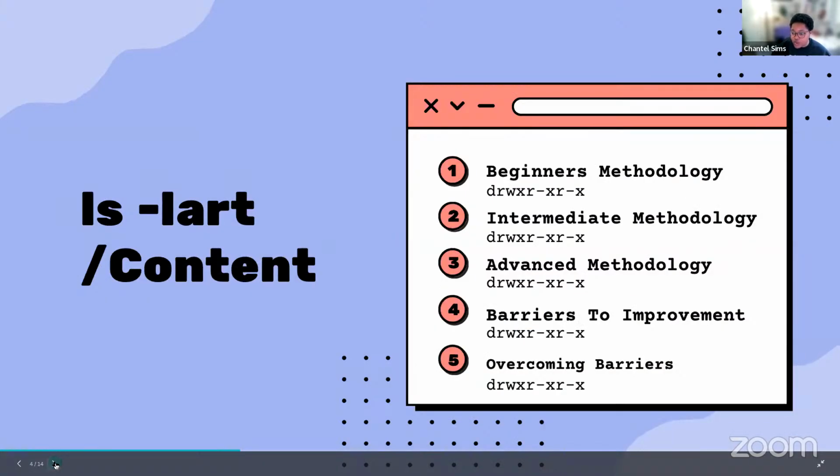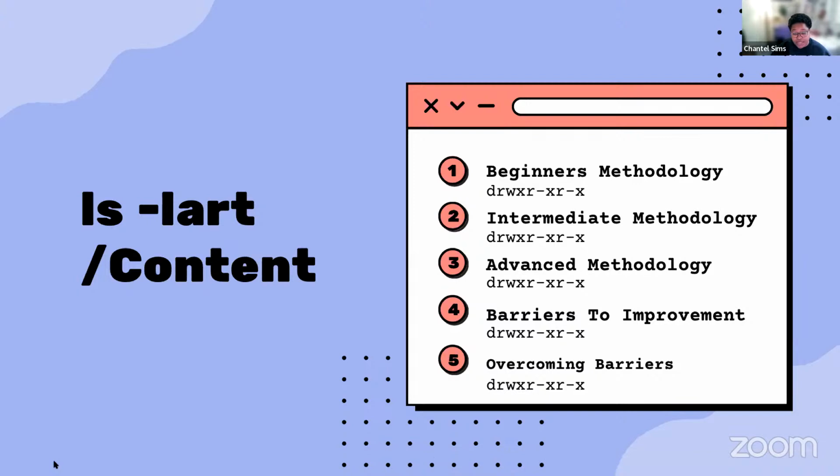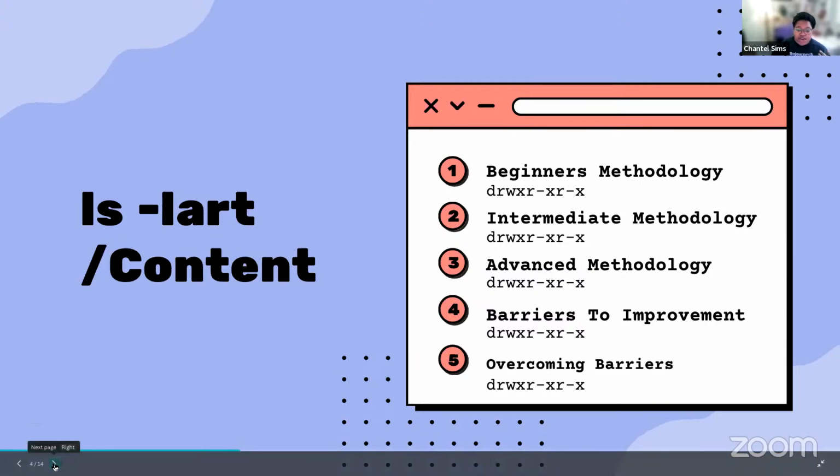So here's just a quick snapshot of what we're going to be talking about today. We'll be going through a beginner's, intermediate, and advanced methodology. And we'll talk about some of the barriers to improving your methodology and overcoming those barriers. You're going to hear me say the word methodology probably 100 times today.